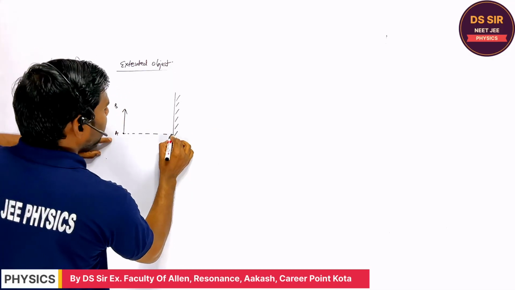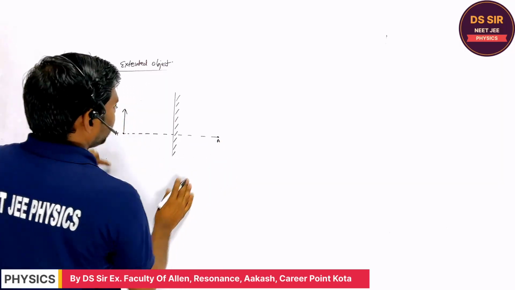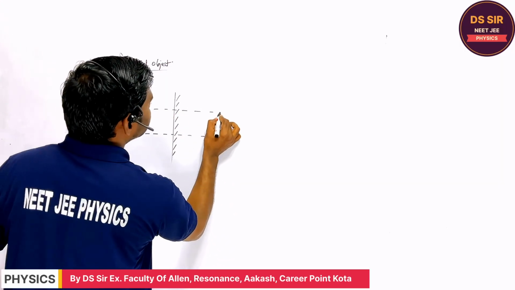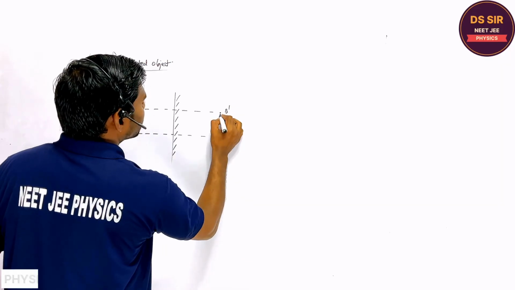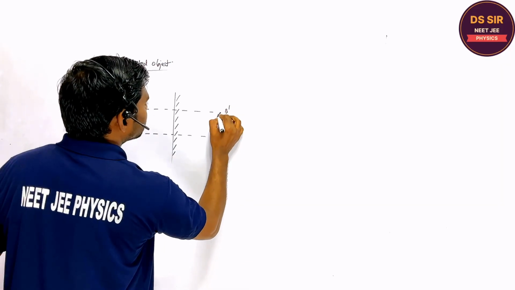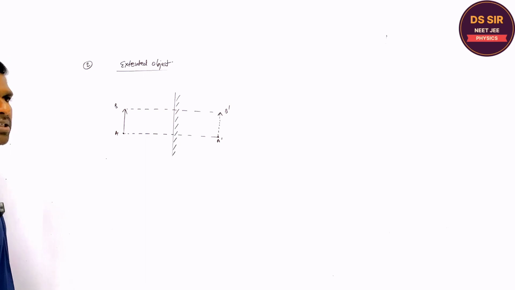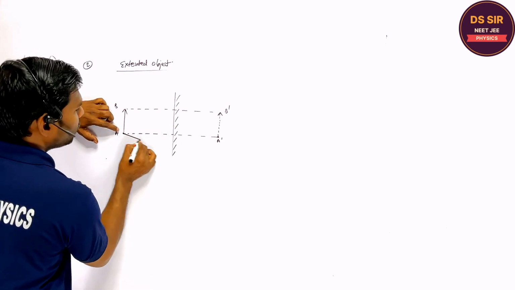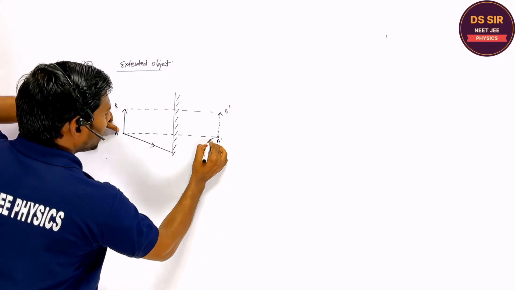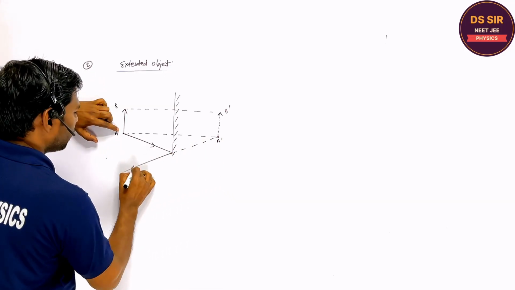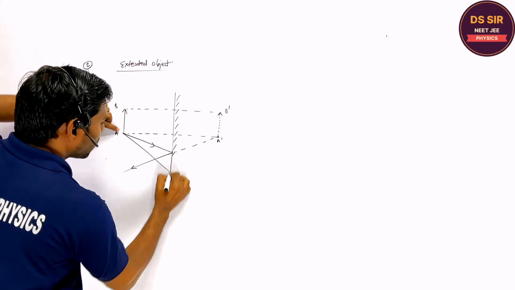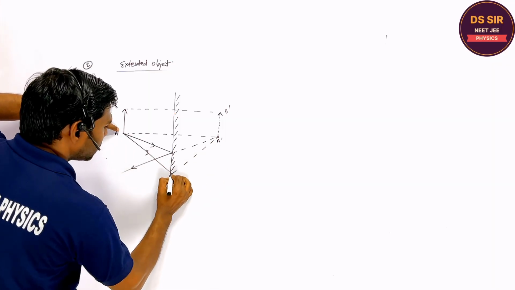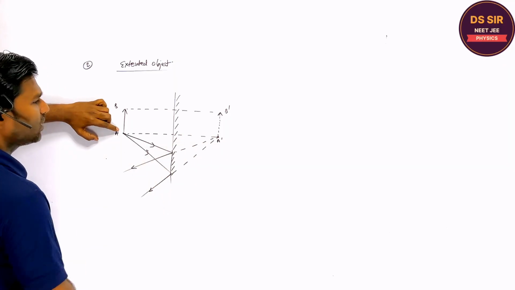Behind the mirror, the image of A is formed. This is A dash, and behind the mirror at the same distance is B dash. So if you join this, this is the virtual image A dash B dash. That's it. How to make this image? For A, if you take one ray like this, it is reflected over here. Another ray you can take like this. So this is the image formation for A dash.